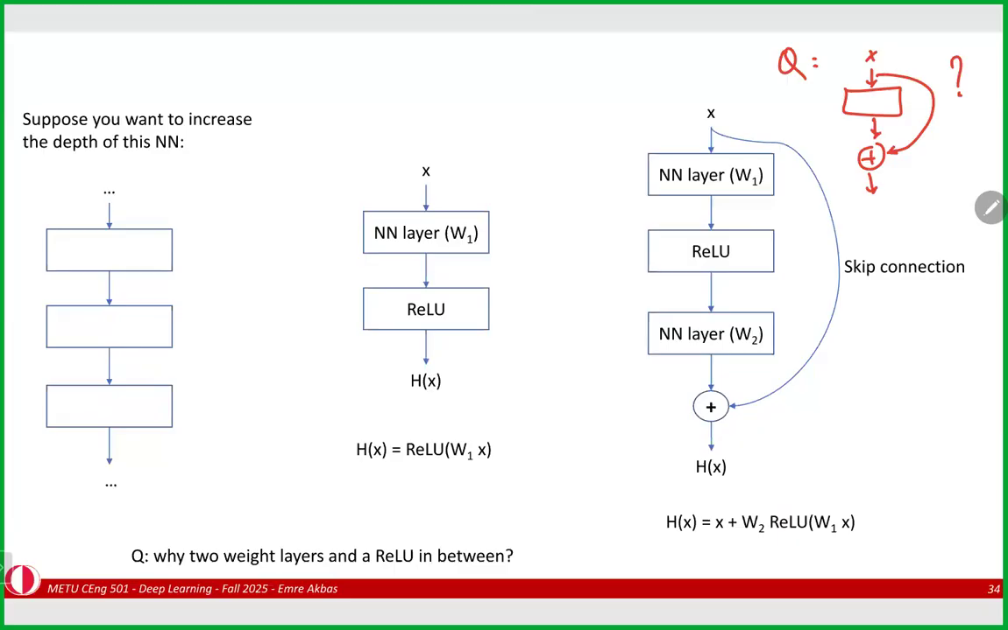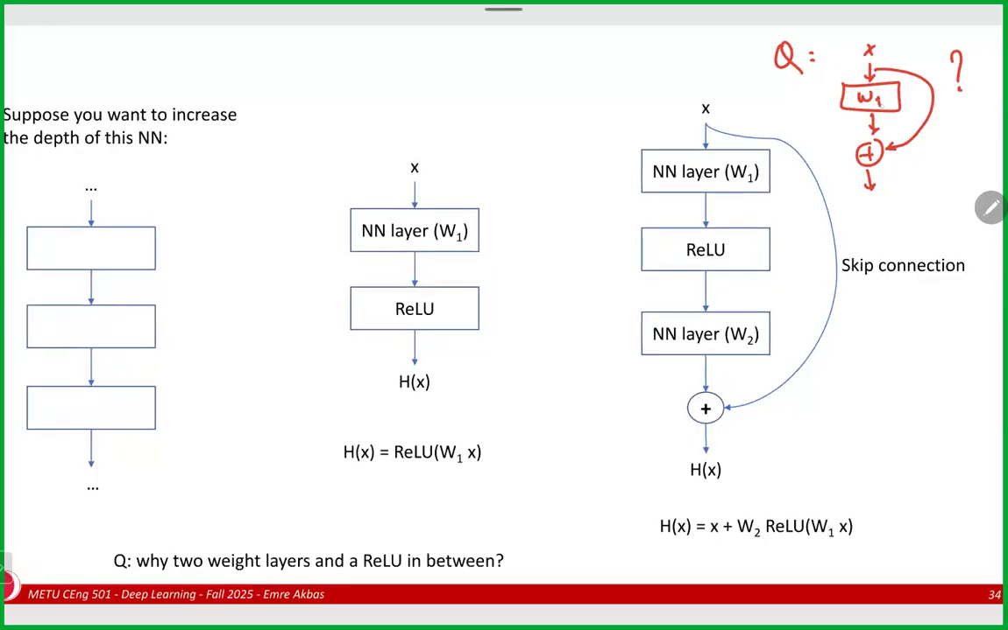So the answer has some parts. So first of all, we need a ReLU. If you don't use a ReLU, let's say this is a fully connected layer with W1, and there is no ReLU, then this is just a linear transformation, right? So this is just H(x) equals x plus W1 x, and still it's a linear thing, and it won't make a difference without the ReLU. It won't increase the capacity of your model. So there has to be some ReLU for this to work.